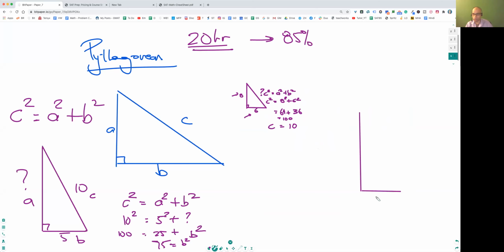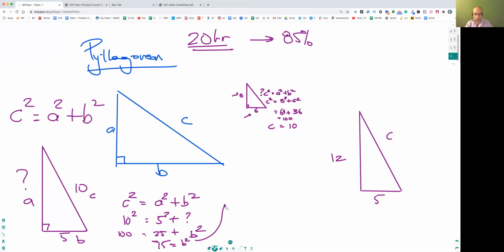This is 5 here, this is 12 here. So please try to find what is this, and feel free to use your calculator. Remember, you have to calculate C, not C squared. Once you get the C squared, go back and find the C.